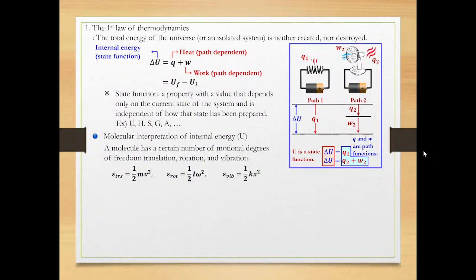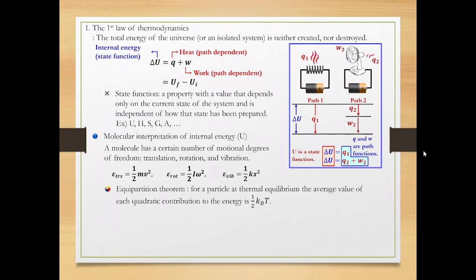The translational energy, rotational energy, and vibrational energy to one direction, x, y, or z, are 1/2 mv squared, 1/2 I omega squared, and 1/2 kx squared, respectively. In translational motion, m represents the mass of the molecule, v is its velocity. In rotational motion, capital I represents the moment of inertia, and omega is angular velocity. In vibrational motion, k is the force constant, and x is the displacement of the oscillator.